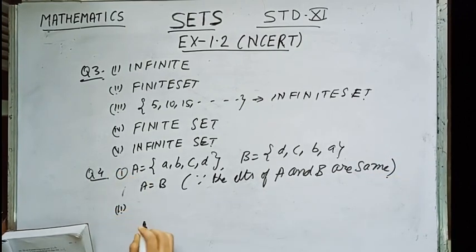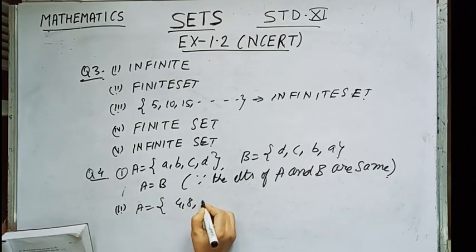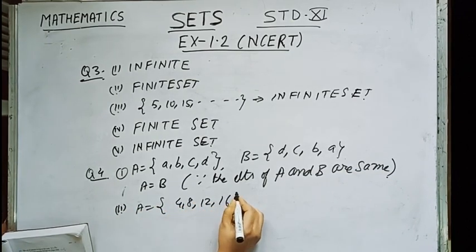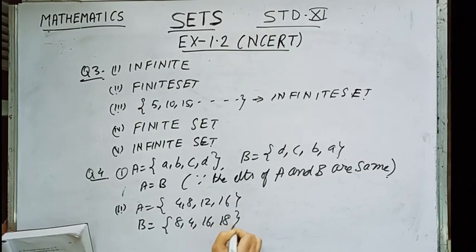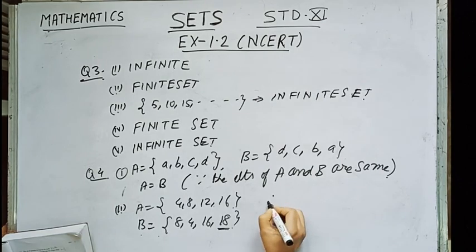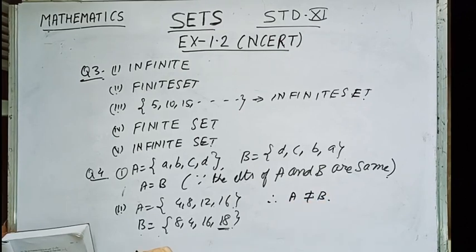Now subpart number 2 is A equals {4, 8, 12, 16} and B equals {8, 4, 16, 18}. Now children, over here this 18 belongs to B but 18 does not belong to A, or we can say 12 belongs to A but 12 does not belong to B. Therefore A is not equal to B.